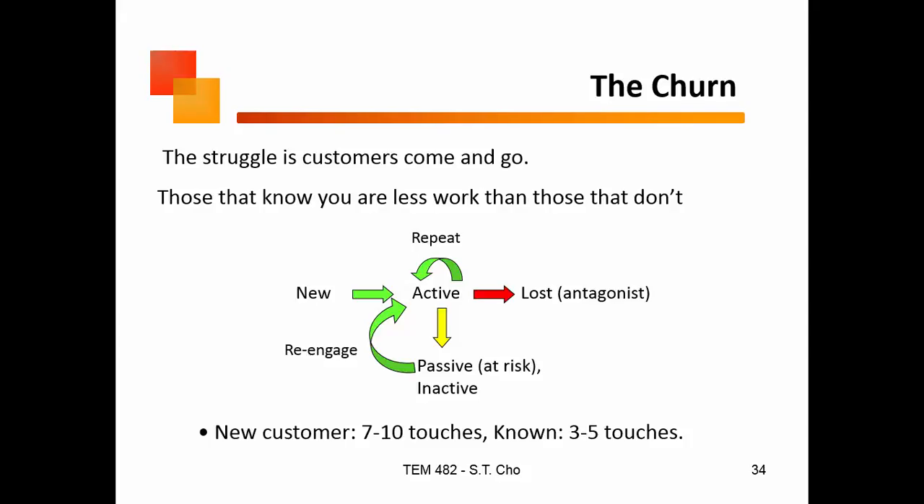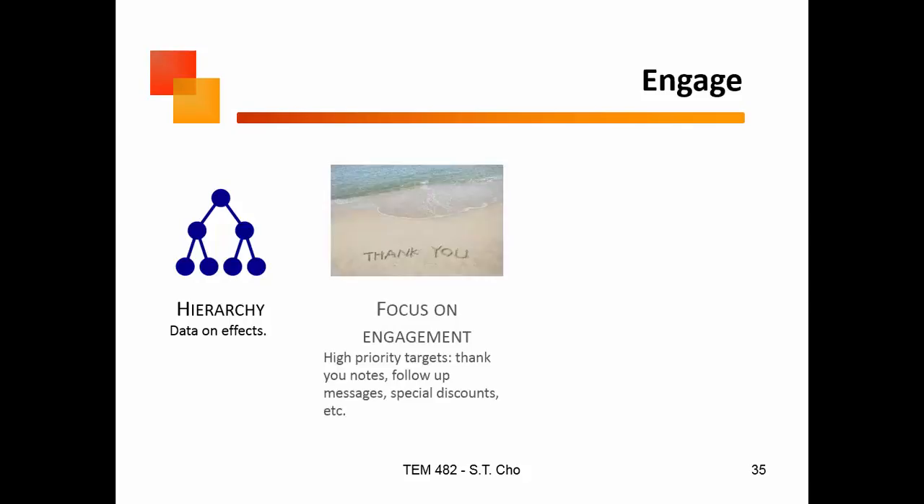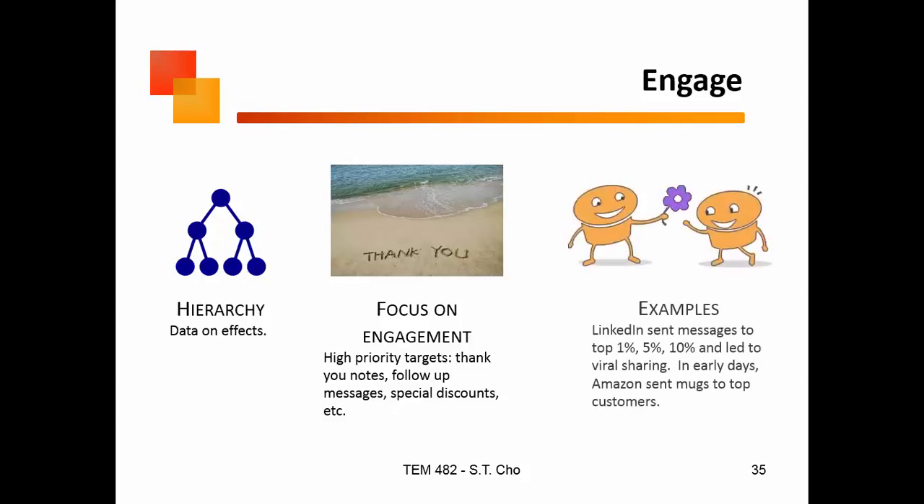We've talked about the churn, and that's this continual need to bring in new customers as well as continue to engage the ones you already have. And you're going to lose some along the way. What it comes down to is known customers take a lot fewer touches than new customers do. And so in terms of engaging them, you want to look at your hierarchy of effects, meaning you look through the funnel and see where am I losing people. You want to focus on engagement, make contact, and again, this comes down to touch points.